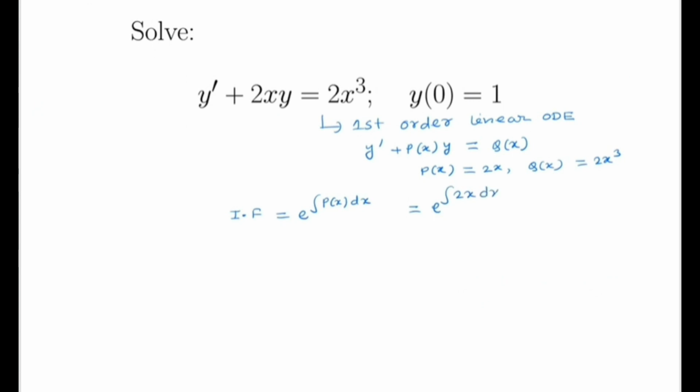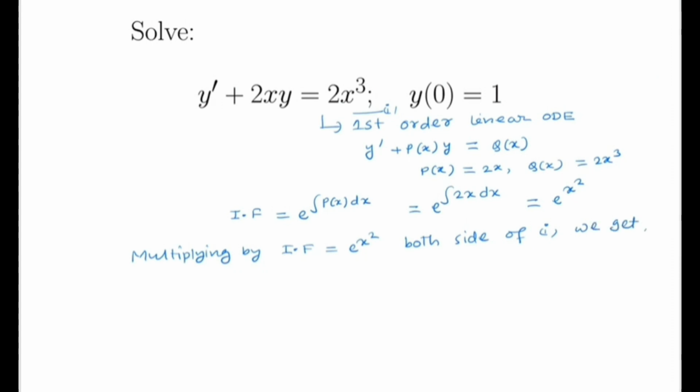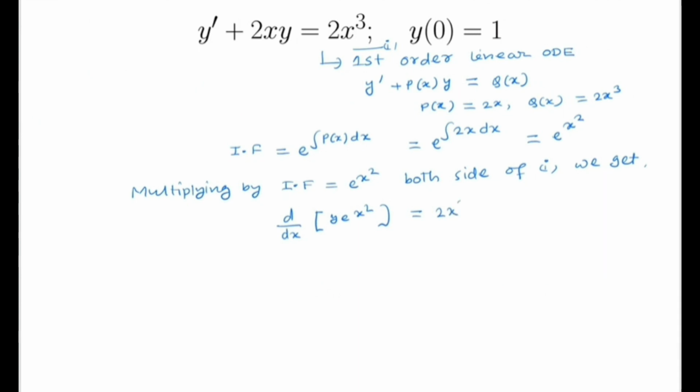Now what is p(x)? p(x) is equal to 2x. So by integrating we get e power x square. So by multiplying by integrating factor e power x square both sides of this equation number 1, we get d/dx of y times e power x square is equal to 2x cube e power x square.